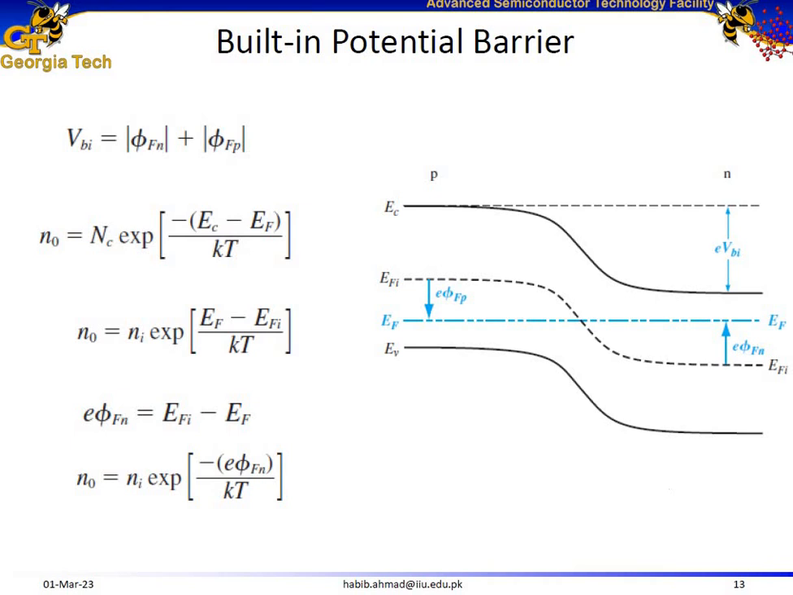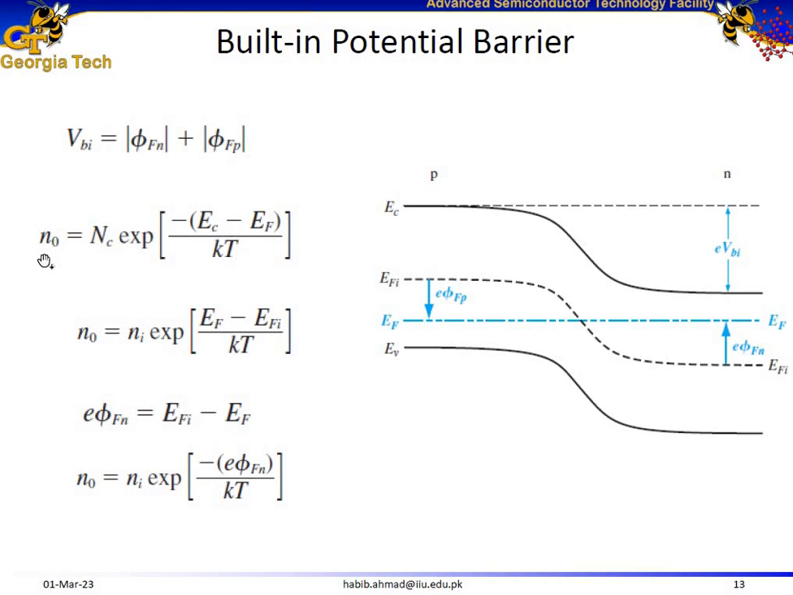Now the goal over here is to calculate the built-in potential, this barrier. And in order to calculate the barrier, we know that VBI is equal to the sum of phi Fn and phi Fp, the sum of the magnitudes of the Fermi potential on the n side of the semiconductor plus the Fermi potential on the p side of the semiconductor.